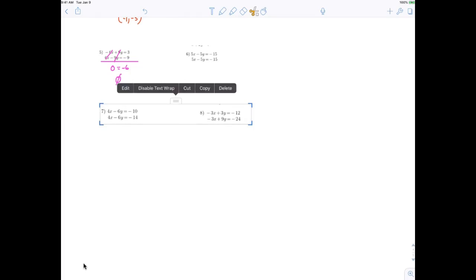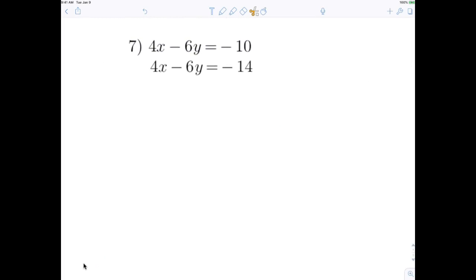All right, here we go. We'll try 7 now. Now these are almost the same, right? Yeah. 4x minus 6y and 4x minus 6y.